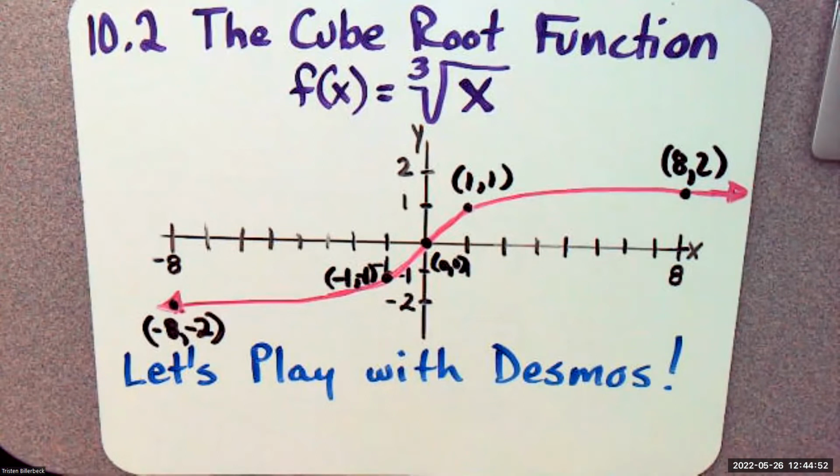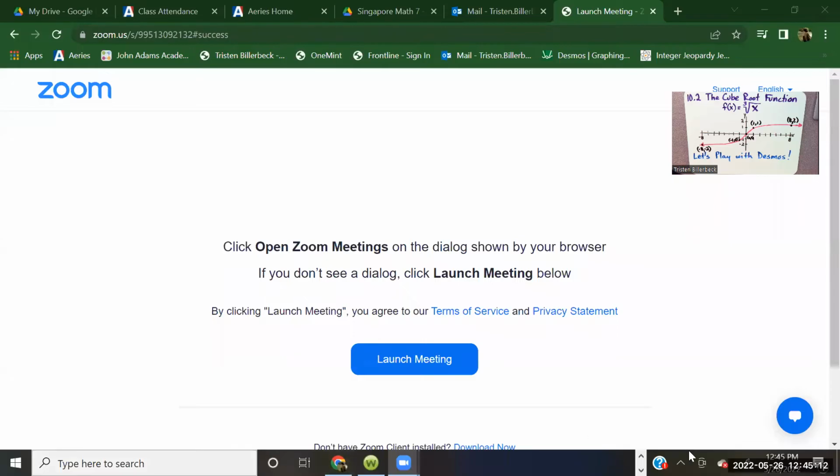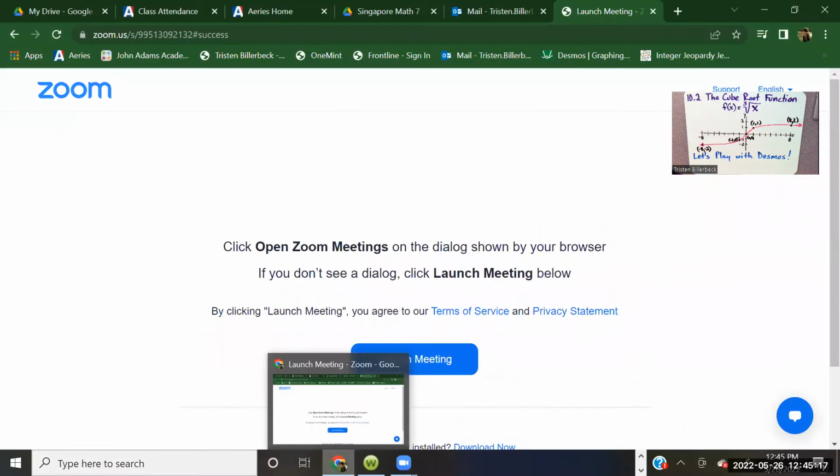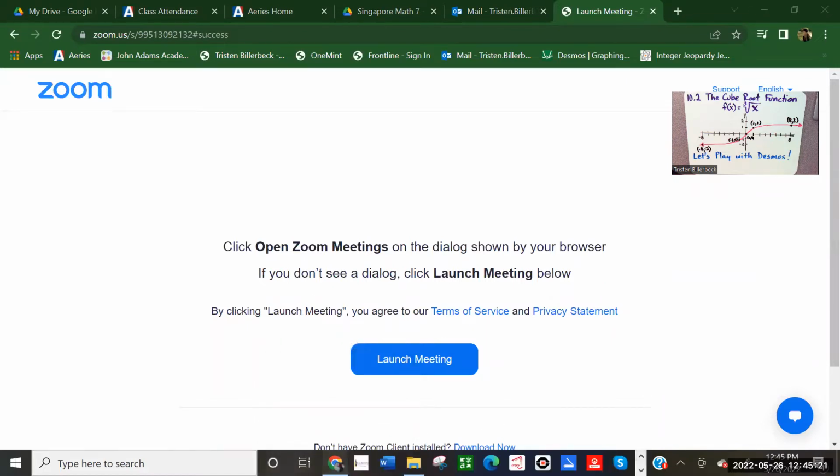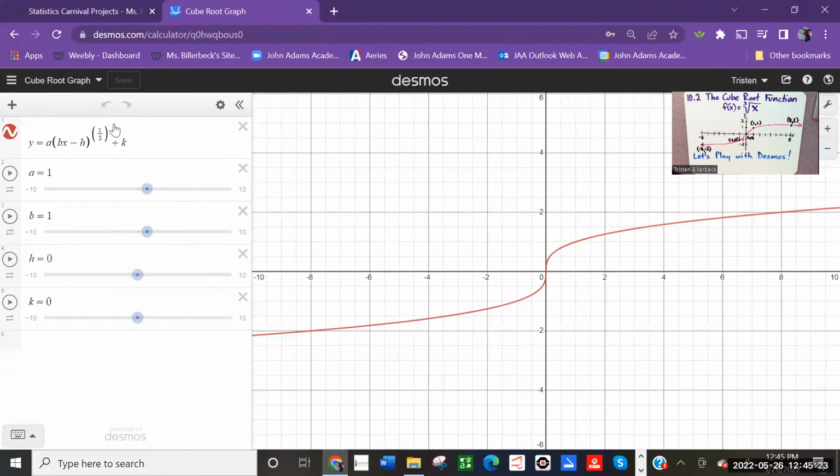So let's take a look at this with Cahoots, or not Cahoots. Oh, I wish we could play Cahoots right now. Let's look at this with Desmos. All right, whoops. Where did that go? Sorry about that.